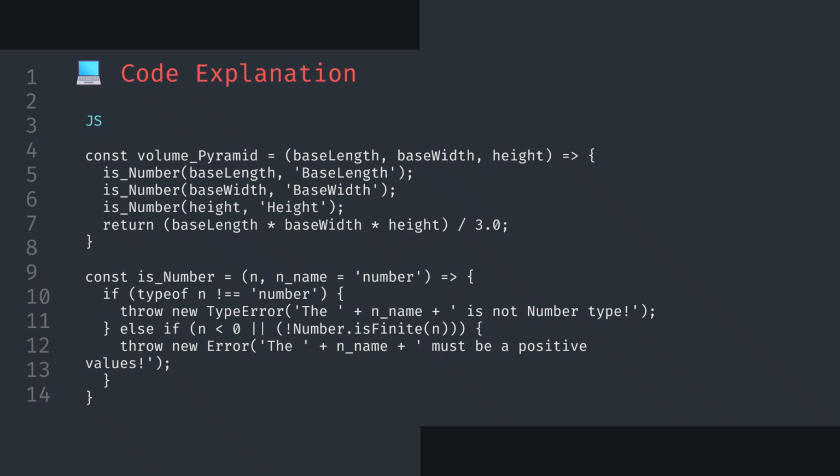Here's our core function, volumePyramid. Before we do any math, we validate all three inputs using a helper function called isNumber. This function checks for two things. 1. The input must be a number. 2. It must be a positive finite value. Once we pass these checks, we multiply the base dimensions and the height and divide the result by 3, just like the formula says.